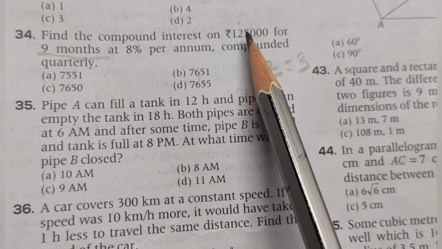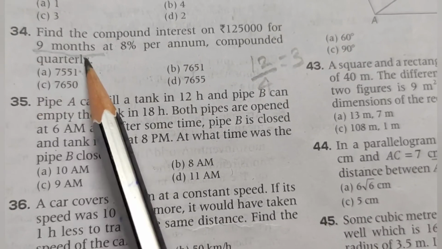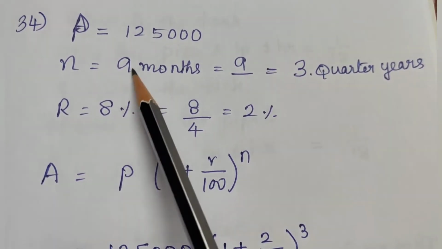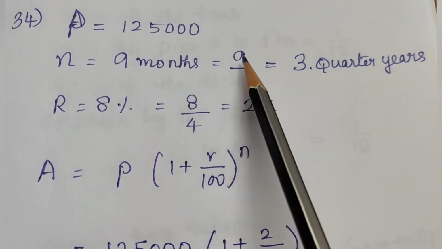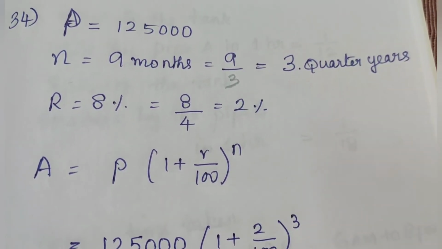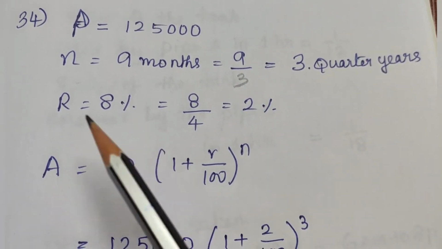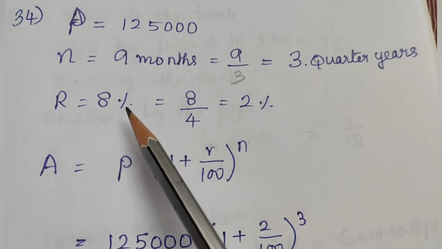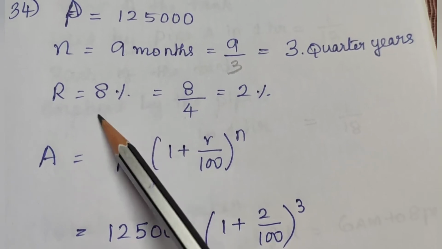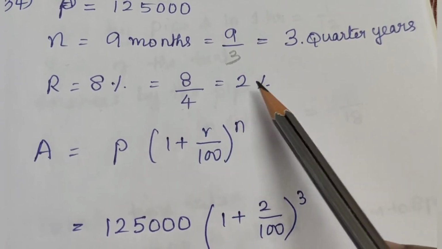Find the compound interest on 1,25,000 for 9 months, which means quarterly. So there are 3 quarters in 9 months at 8% per annum compounded quarterly. So this is what I have done. Principal is equal to 1,25,000. N is equal to 9 months, 9 divided by 3, 3 quarter years, because 1 quarter year is equal to 3 months. Rate of interest in case of quarterly, rate divided by 4, because this is 8% per annum. So per quarter there are 4 quarters in an annum. So 8 divided by 4, 2%.